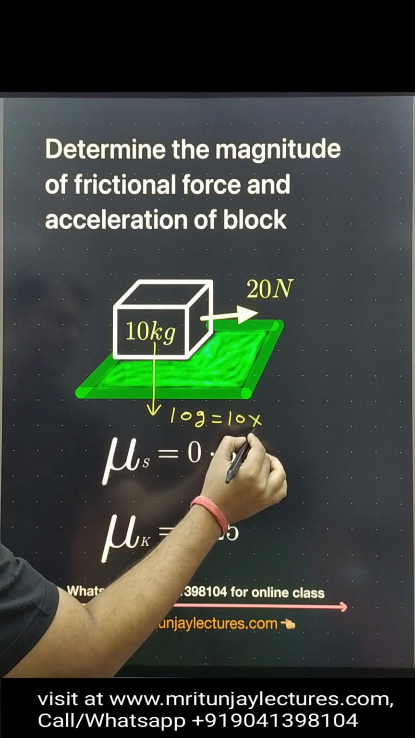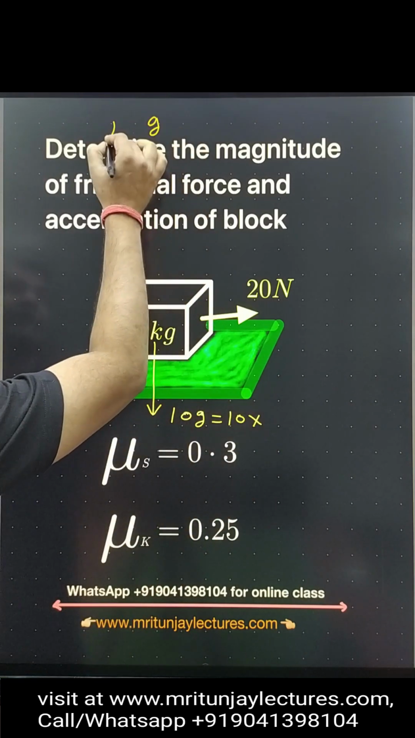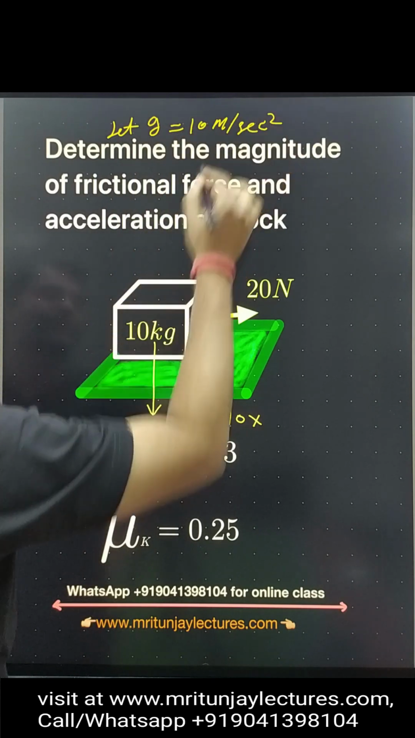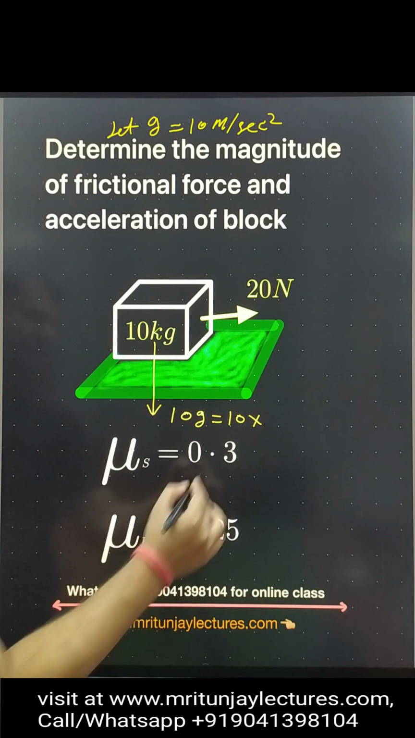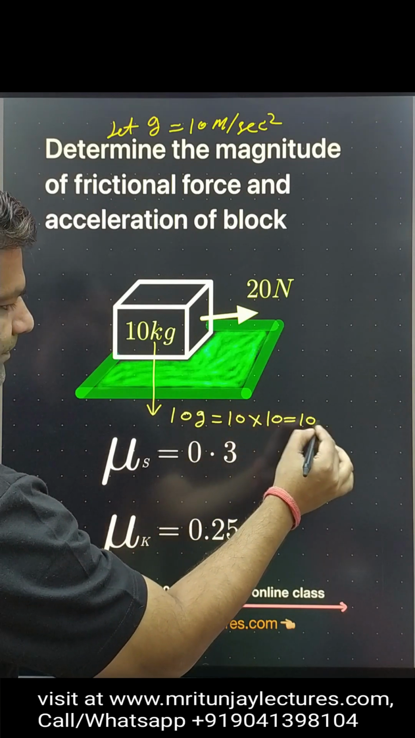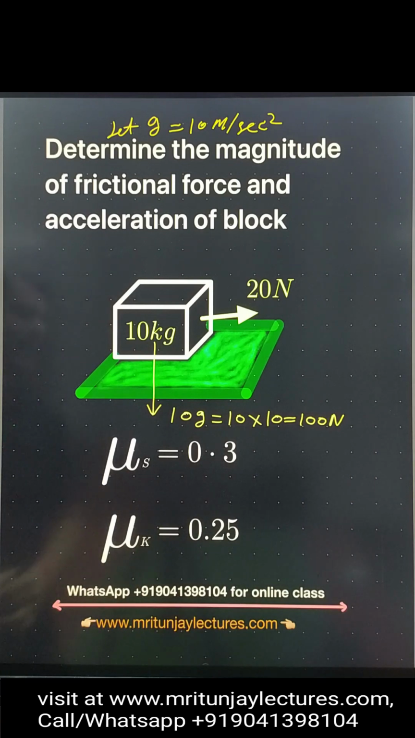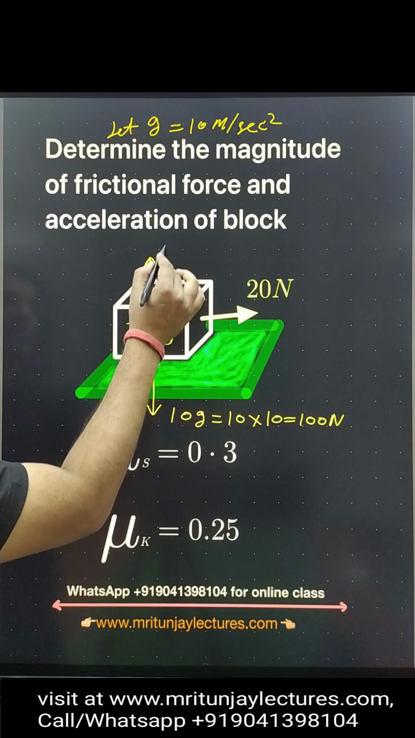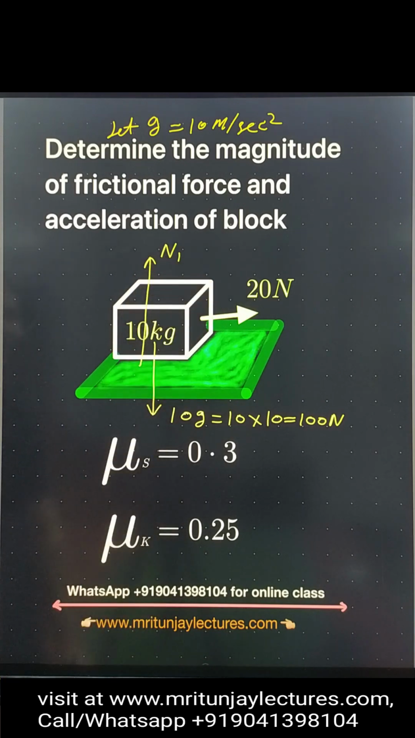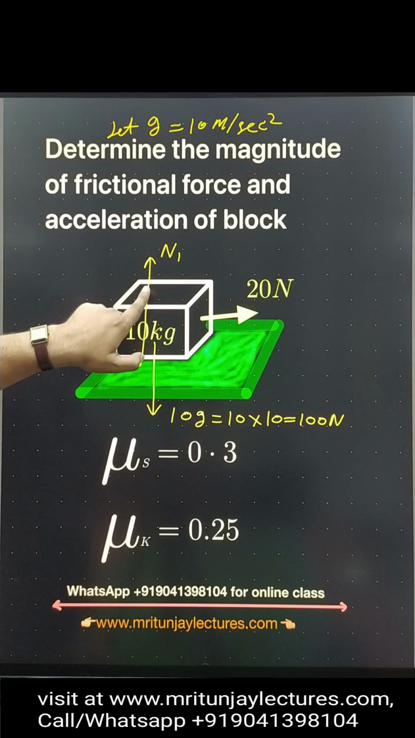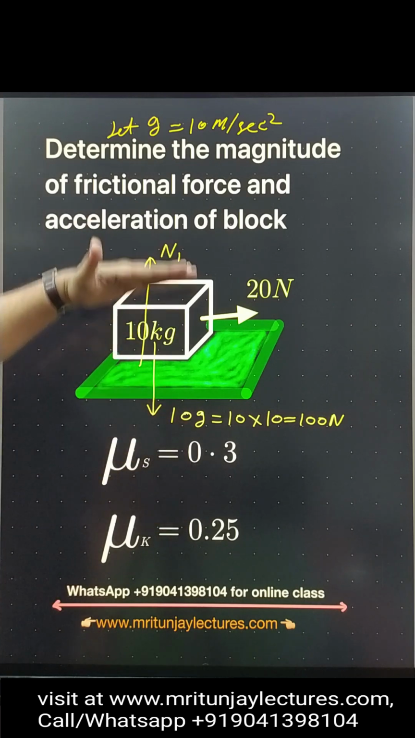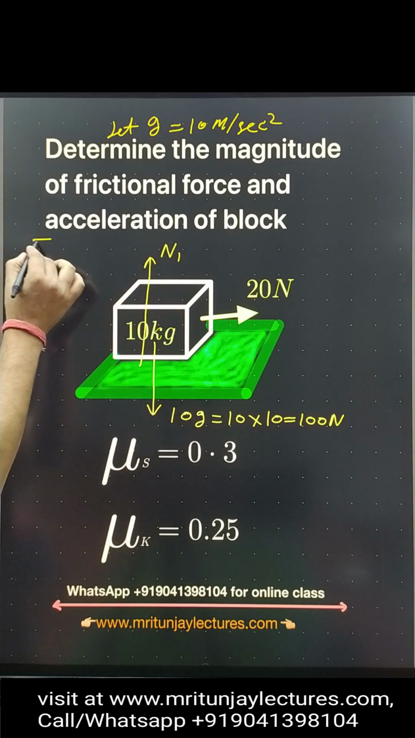So 10 kg is taken here, let g is equal to 10 meter per second square. If you consider 10 meter per second square, then 10 into 10, that is how much? 100 Newton. Okay. Now that surface also applies a force on this block, N1, always perpendicular to the surface. Normal force always acts perpendicular to the surface, on the block, N1.